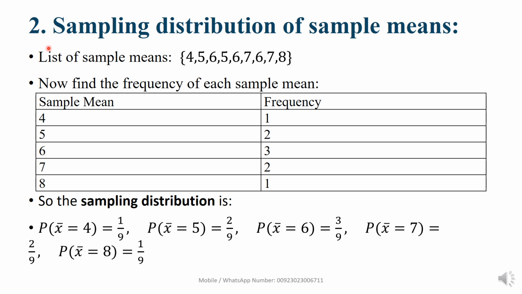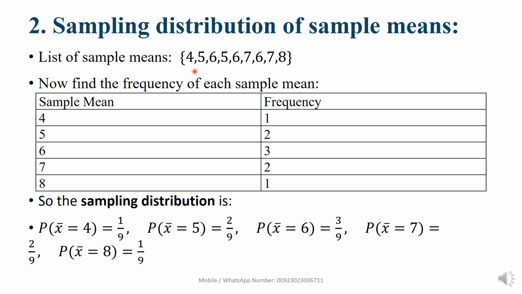Now you see, second point, sampling distribution of sample mean. List of sample means: 4, 5, 6, 5, 6, 7, 6, 7, 8. Now find the frequency of each sample mean. You know which is the lowest number; the initial number will be the start. 4 is the initial number. Then you write 4. Then we check how many times 4 appears. Only 1 time. Then you write 1.